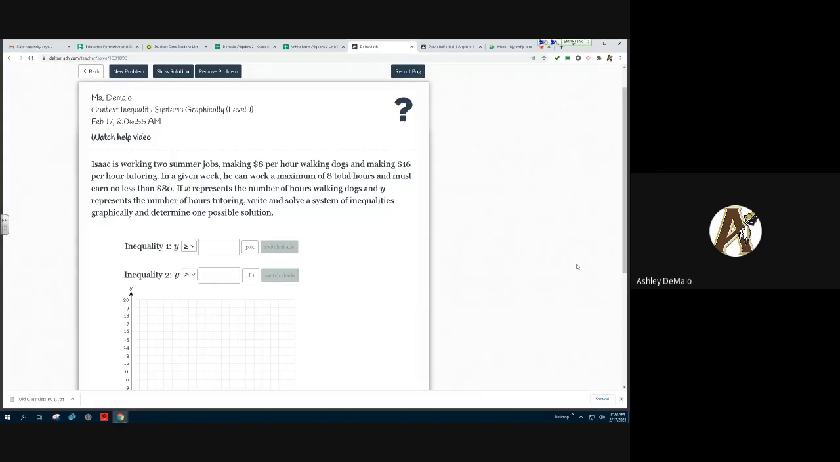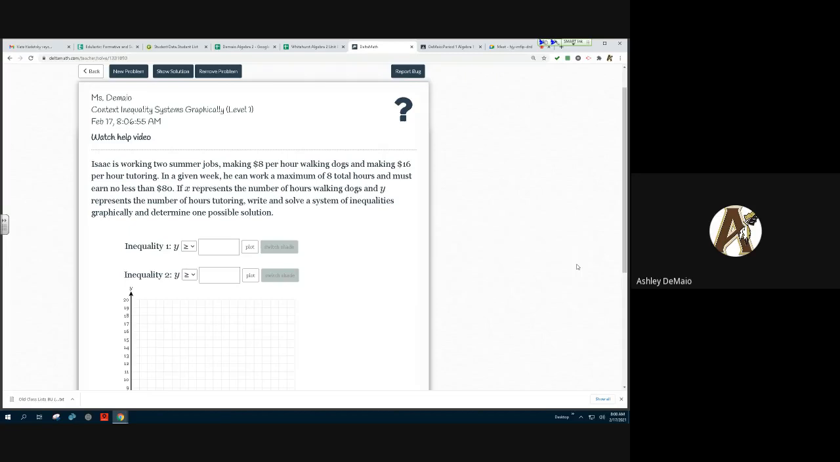Okay, so in the section Context Inequality Systems Graphically, we're going to be writing some inequalities again from word problems. So let's first read the problem. We're going to write down everything we know, and then we're going to have to convert these equations so that y is by itself on that left side.